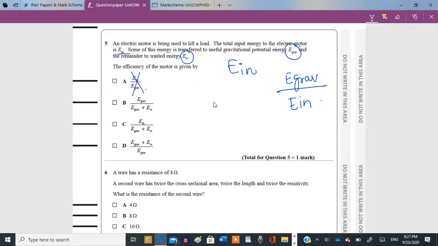So we can also express the input energy as gravitational plus wasted, and gravitational is the useful. So yeah, it's B. Clear?